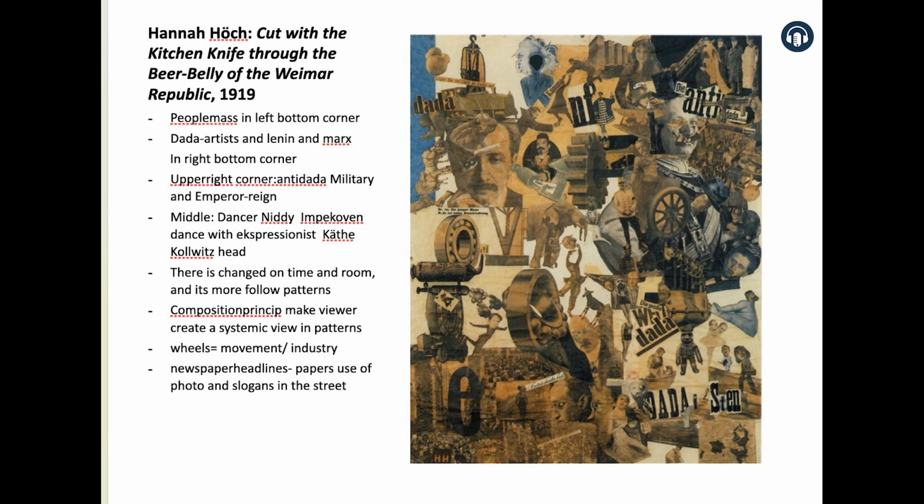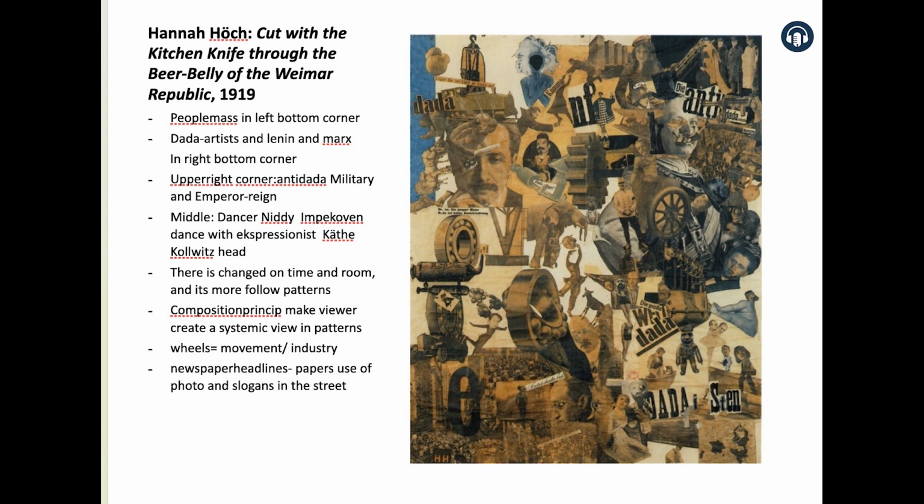The composition principle makes the viewer create a systemic view of the patterns and the wheels of movement, industry, newspaper headlines, the use of photos and slogans in the streets. The patterns make a chaos, a future-looking chaos. What's going to happen? We are in a period, a time where things are unstable. What will bring us stability is Dada.